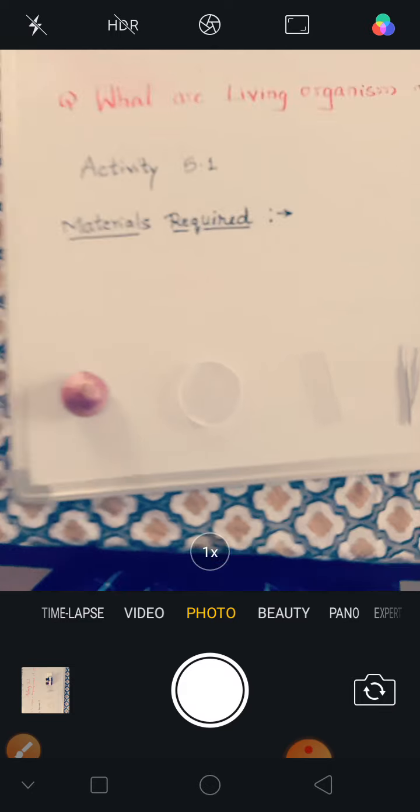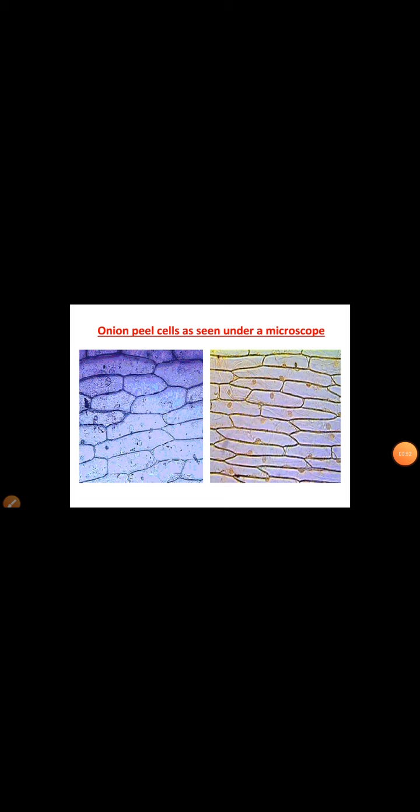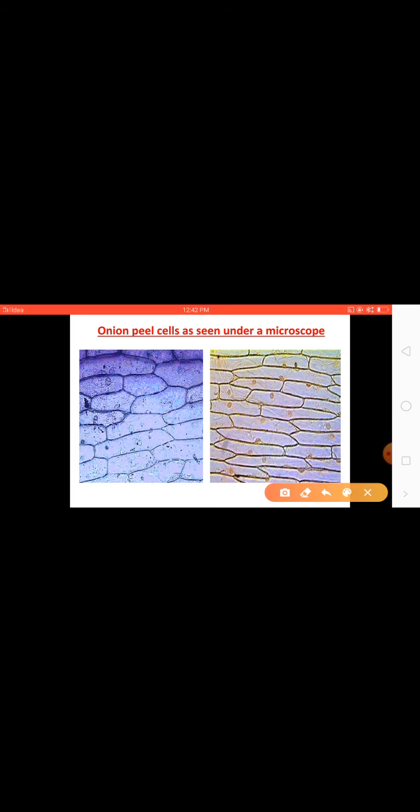With the help of this activity, we will try to find how exactly a plant cell looks, or what living organisms are made of. When we take a skin of onion, mount it on a slide and observe it under a microscope, this is exactly what you see: the picture of an onion peel under the microscope.